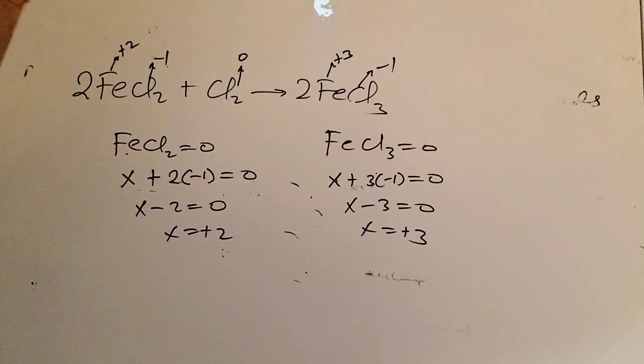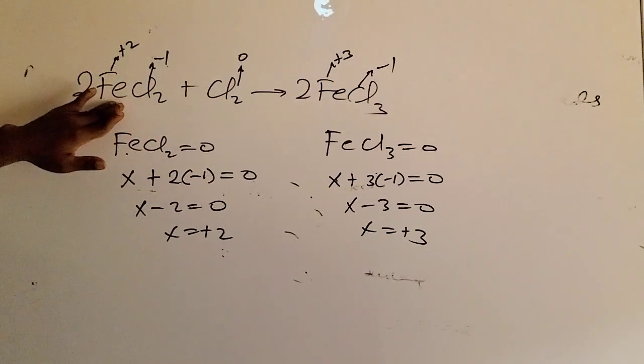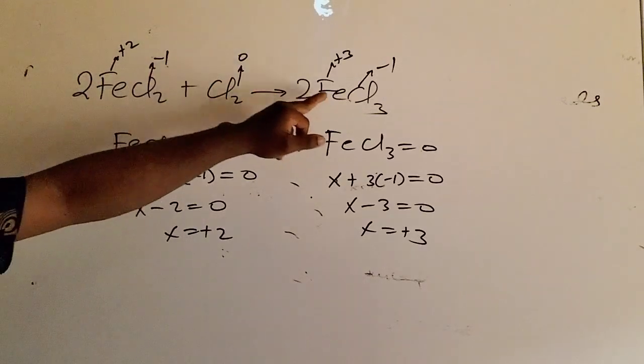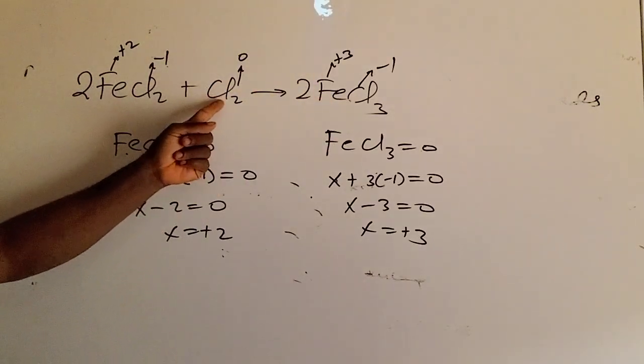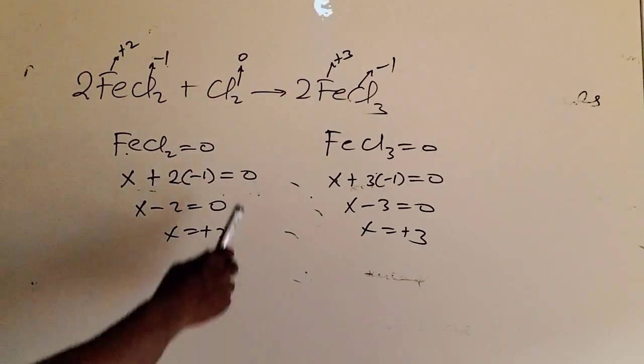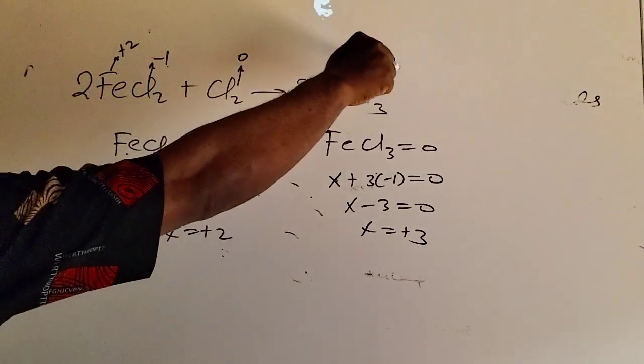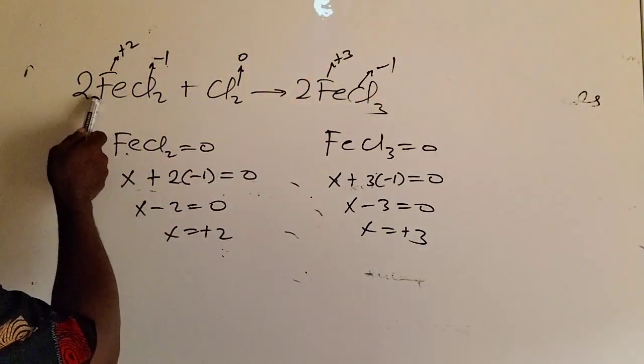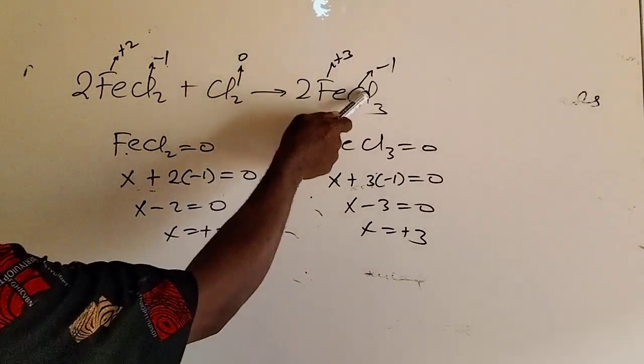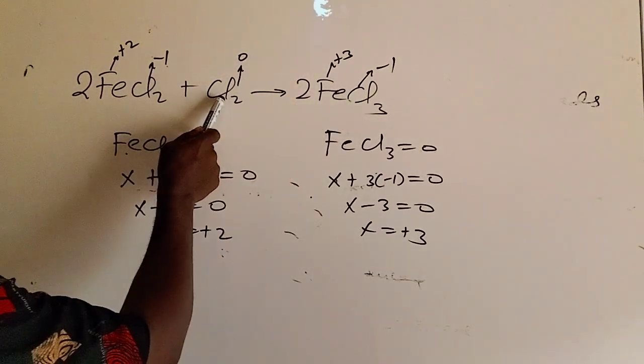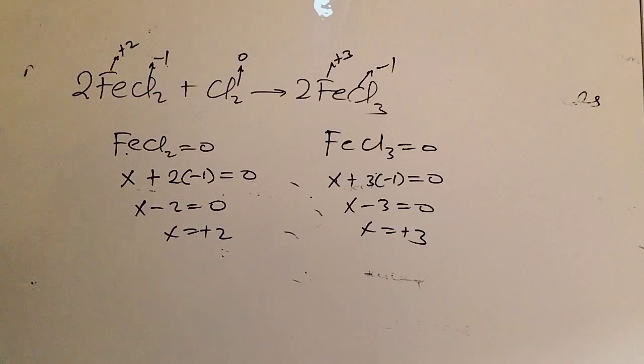An increase in the oxidation number is oxidation. This compound has been oxidized. Iron has been oxidized because iron has moved from 2 to 3. Why has chlorine, this reactant, been reduced? Because chlorine has moved from 0 to a smaller number, which is -1. So this has been oxidized, and this one has been reduced. Oxidation is occurring here, reduction is occurring on this one. That's why it's called a redox reaction.